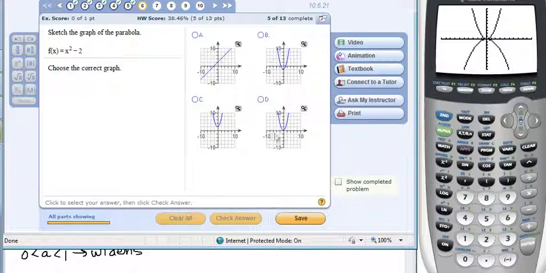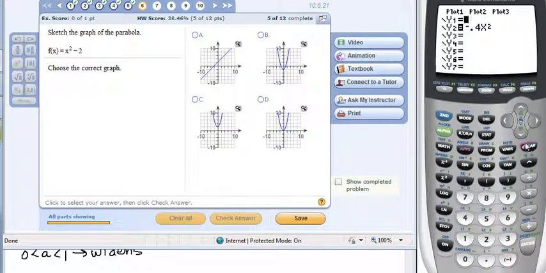Well, where is it on this graph? Well, I need to find the vertex, don't I? I want to know where it's shifted. So I can find the vertex through the minus b over 2a, f of minus b over 2a, because this is in standard form, or I can take a look at the picture through here. Sometimes that works, sometimes it doesn't. It just depends on the problem. Sometimes they're so close you can't tell them apart. You have to actually do the vertex.